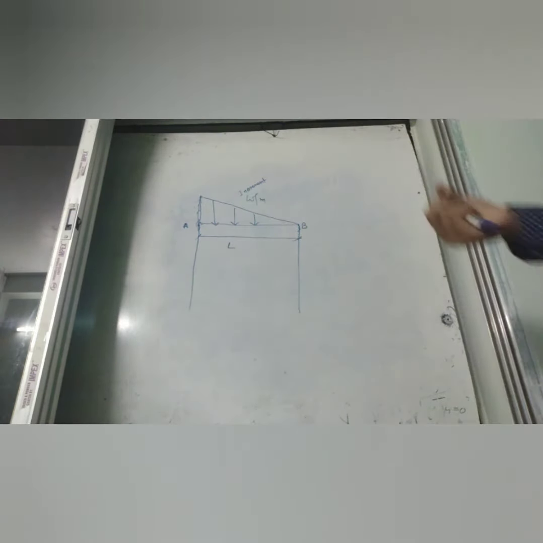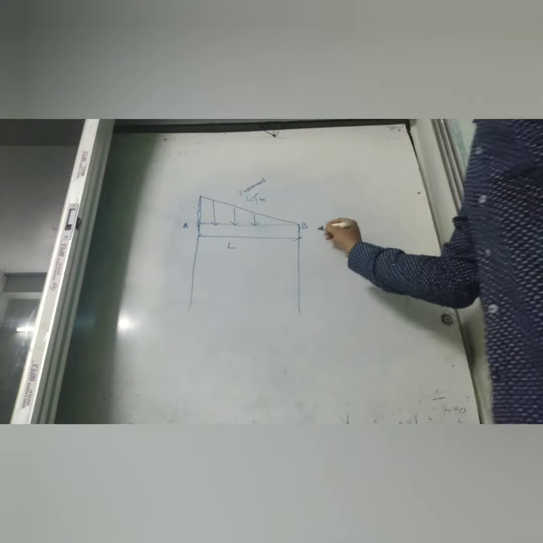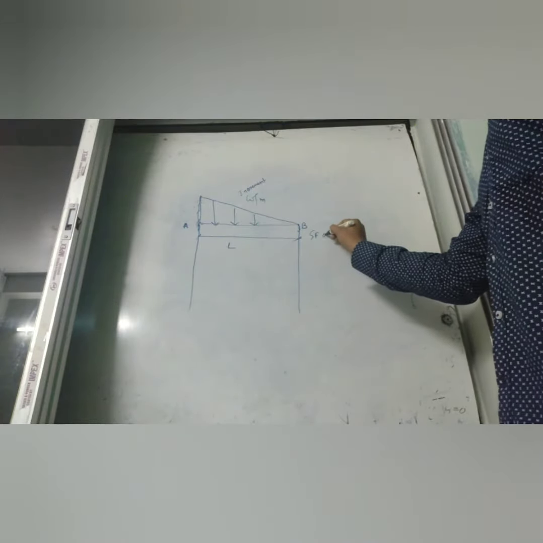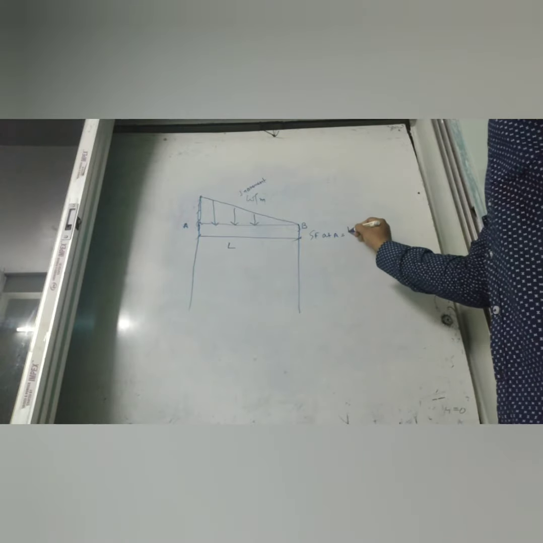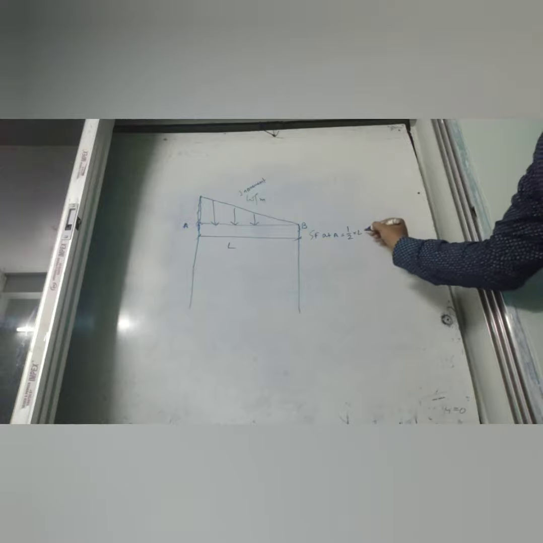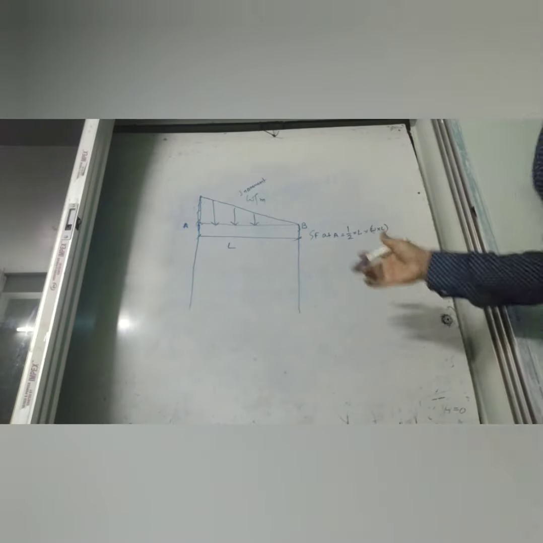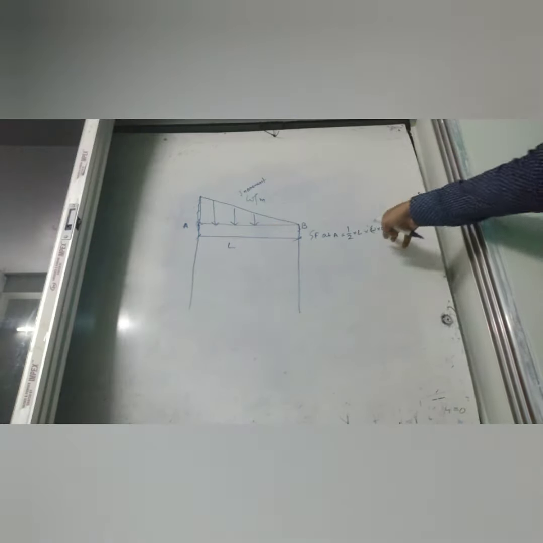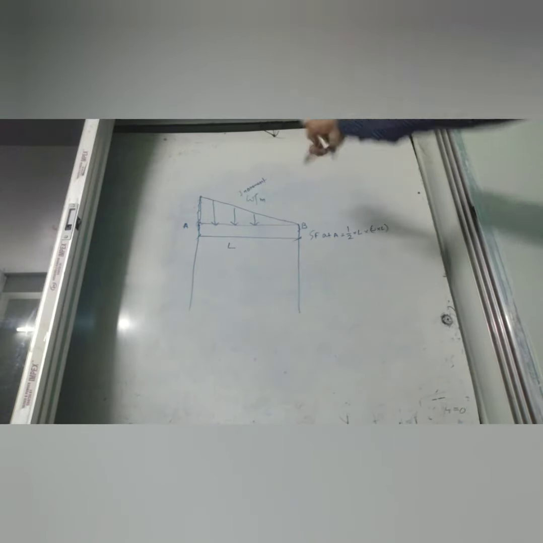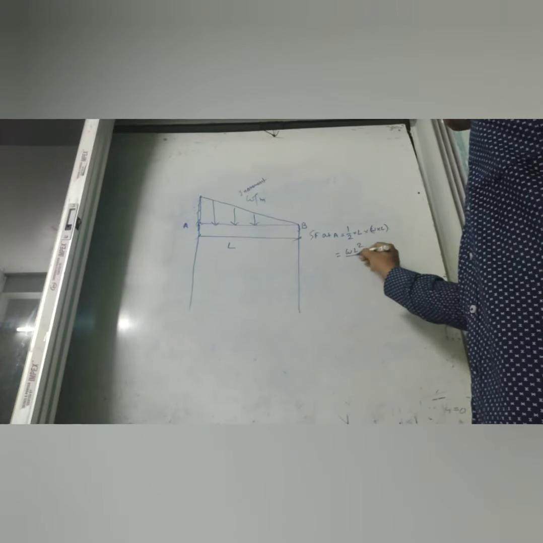If we go 1 meter, the load is W. If we go 2 meters, then 2W. Now we calculate the shear force at A. The formula we know is half into the base, and the height will be W into L, because if we go the total length, it is multiplied by W, as the increment is W per meter. So the shear force is WL square by 2.